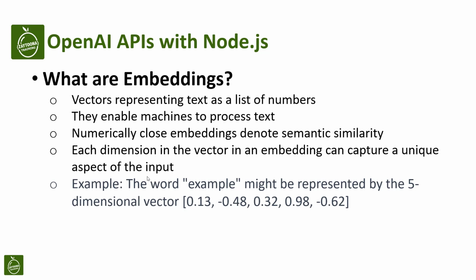For instance, the word example might be represented by a 5-dimensional vector that we see here. These are 5 numbers in a 5-dimensional vector that are representing the word example, which is just an example. Real embeddings often have many more dimensions, thousands, but this example gives you an idea of what they might look like. Okay, let us go to the code now and see how we obtain embeddings using the OpenAI APIs.